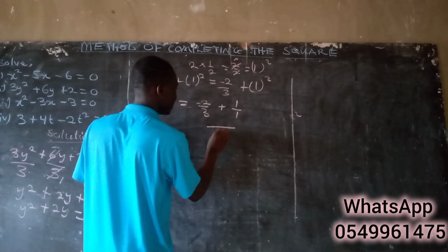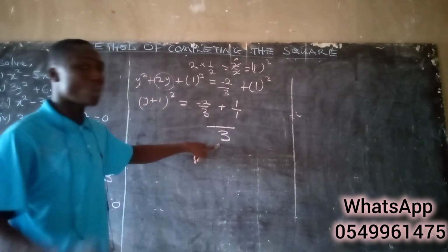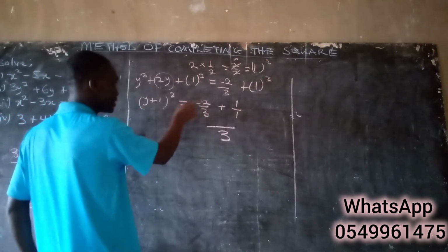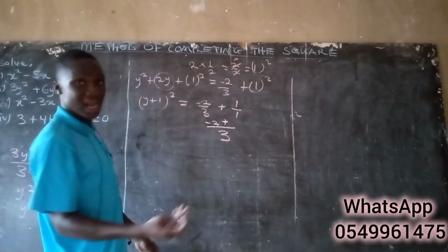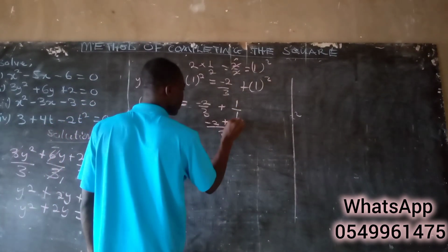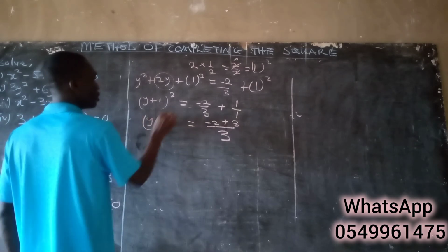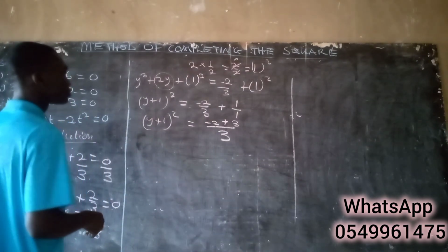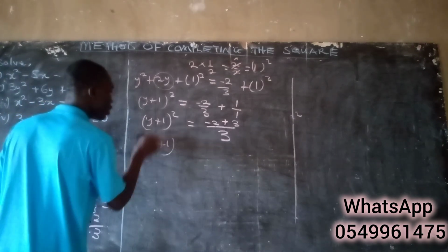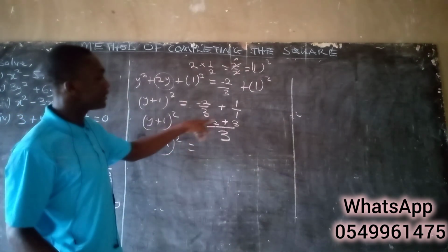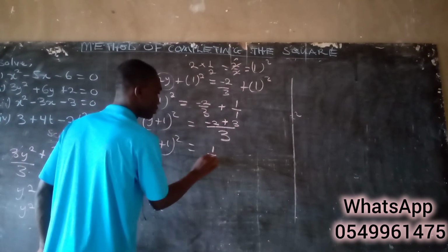So find the LCM of this. The LCM is 3. So 3 goes into 3 one time. That's 1 times negative 2 giving us negative 2. Plus 1 goes into 3, 3 times. That's 3 times 1 giving us 3. So let's write this one: y plus 1 all squared is equal to negative 2 plus 3, giving us 1 over 3.